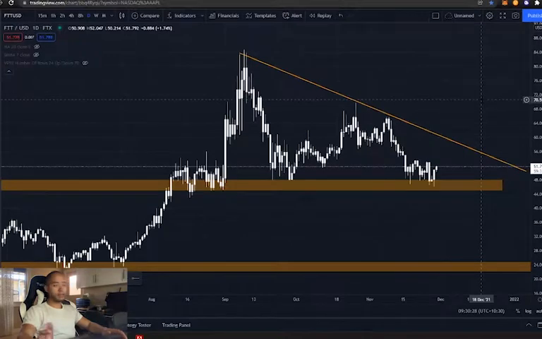So FTT, this token is the native token for FTX, which is the exchange I use. I like this exchange a lot, hence why I'm invested in it.